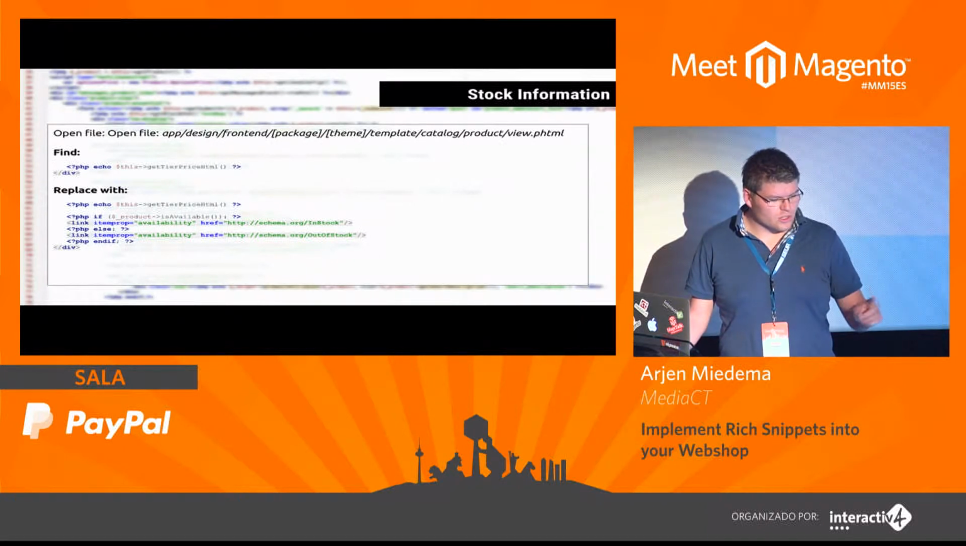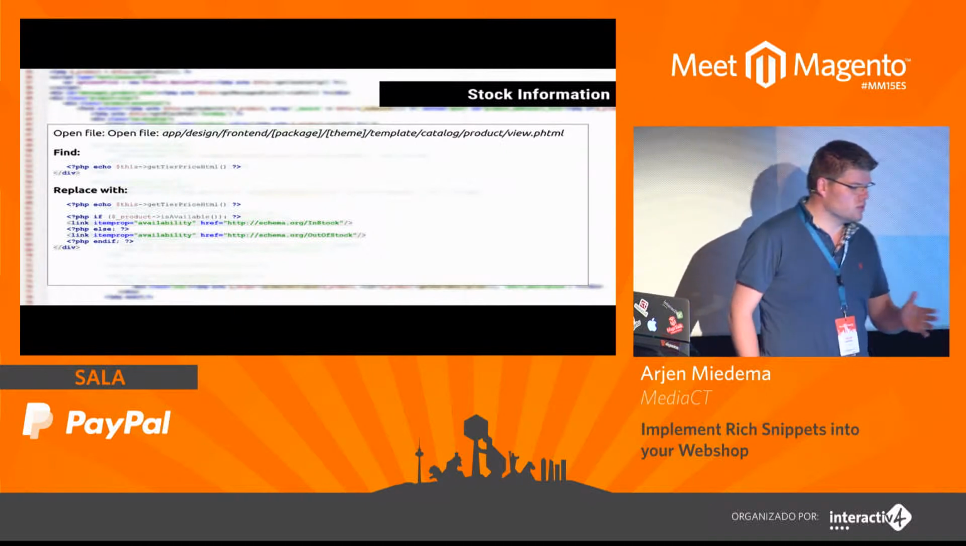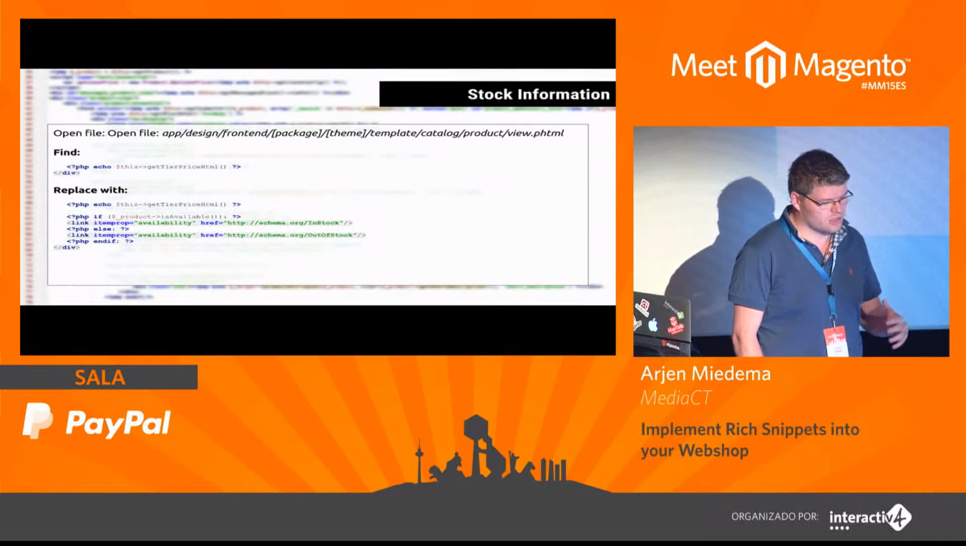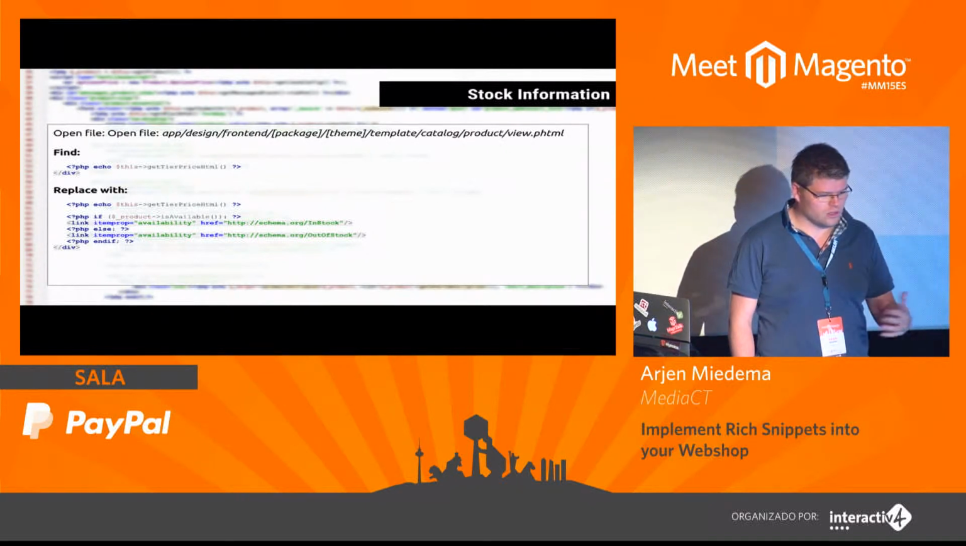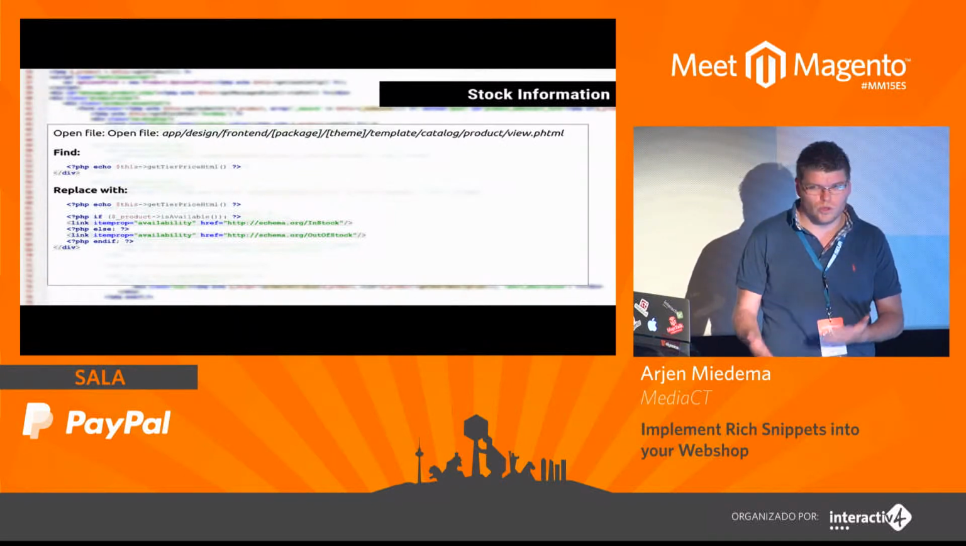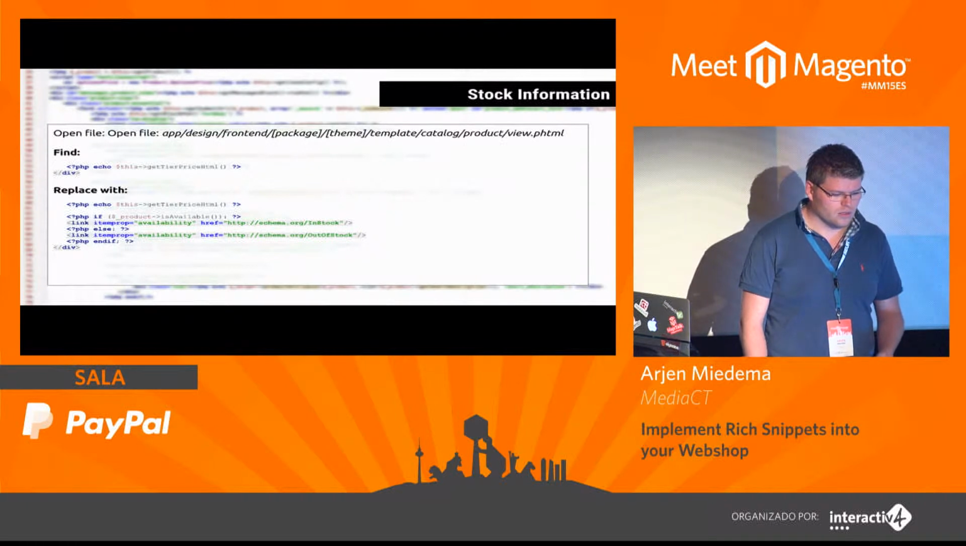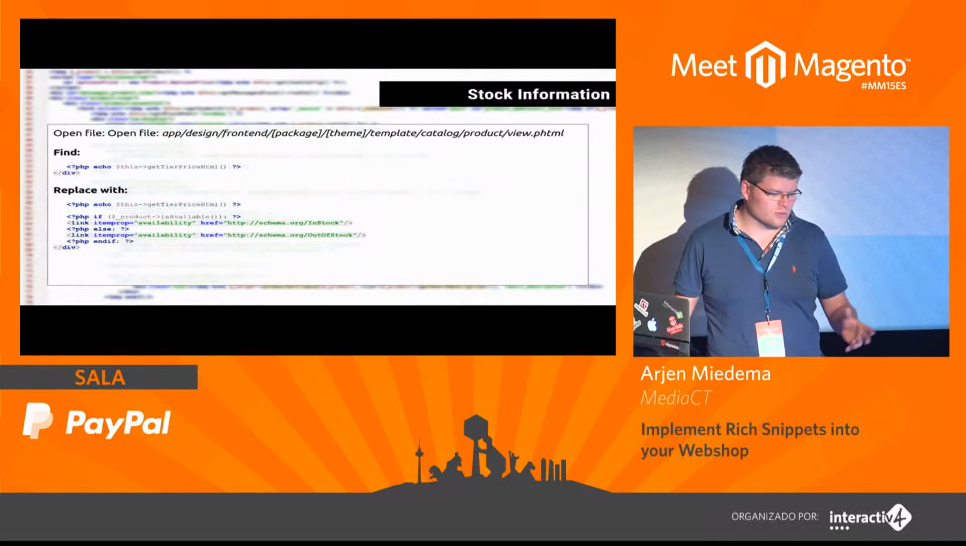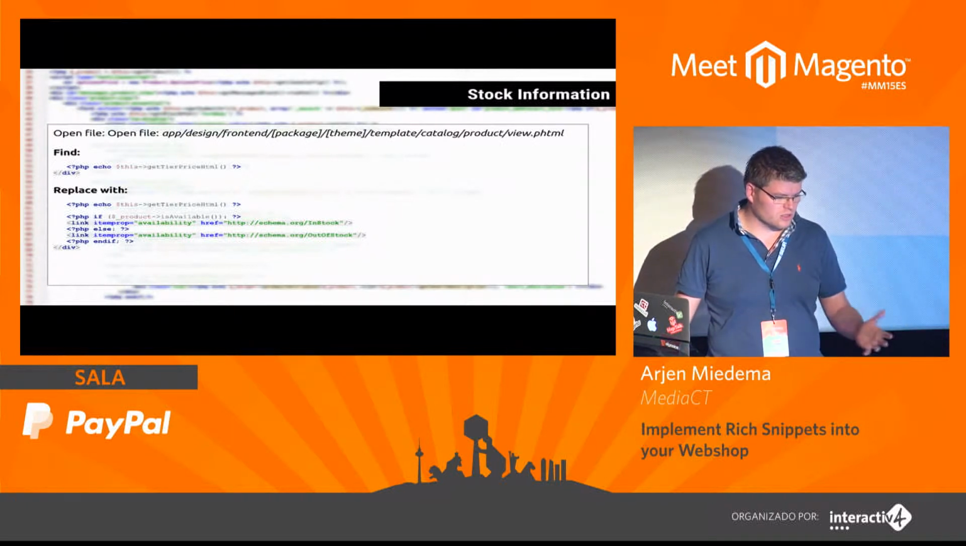Then we have stock information, which is pretty simple. You only want to know if it's in stock or not. You can also add more information, like if it's new or used, but that needs some configuration and customization in your Magento shop, because it's not working out of the box.